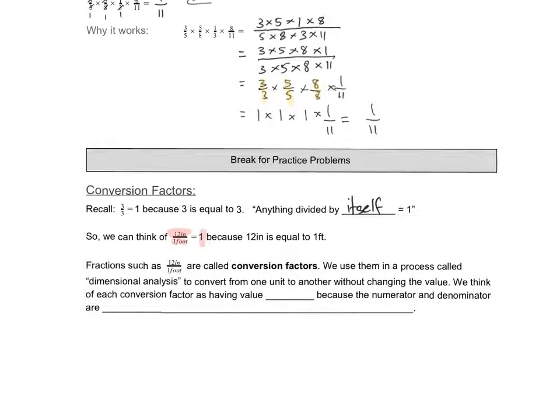We will use them in this dimensional analysis process to use basically fraction multiplication to convert from one unit to another without changing the value. And it's particularly useful when we have a complex conversion that we need to accomplish. So we typically think of each conversion factor as having value 1 because the numerator and denominator are the same quantity. Even though they're not exactly the same number, they're the same quantity. And therefore, that divided by itself is equal to 1.